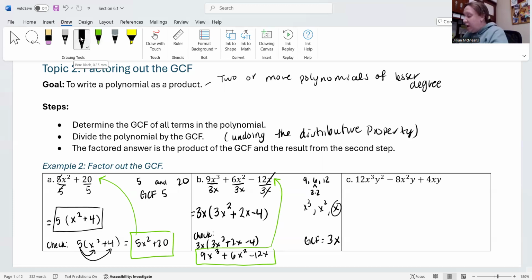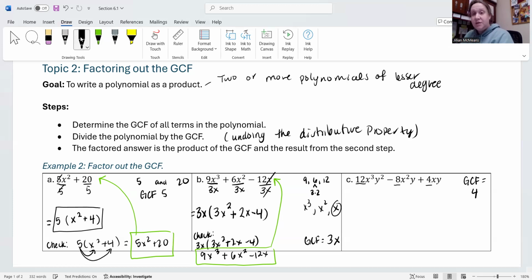Part C, we are looking at 12, 8, and 4. So I always start with the smallest coefficient, which is 4. Is 4 a factor of 8? Yes. Is 4 a factor of 12? Also yes. So far, my GCF is 4.